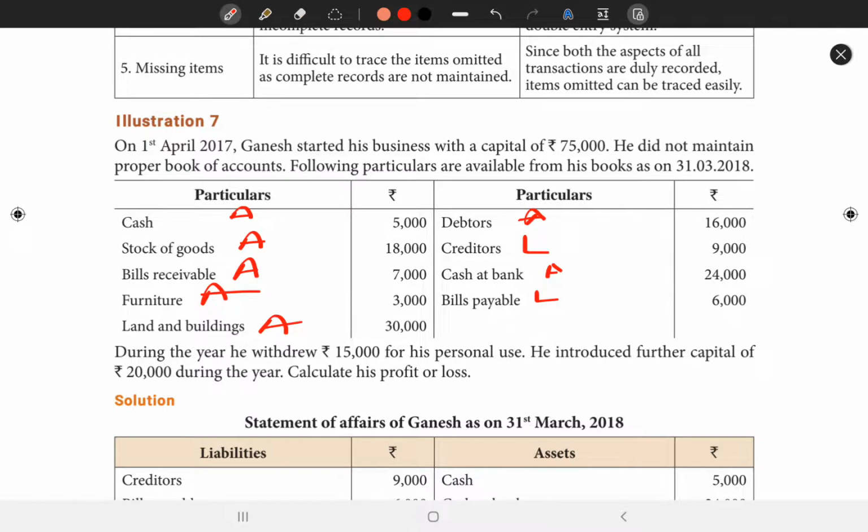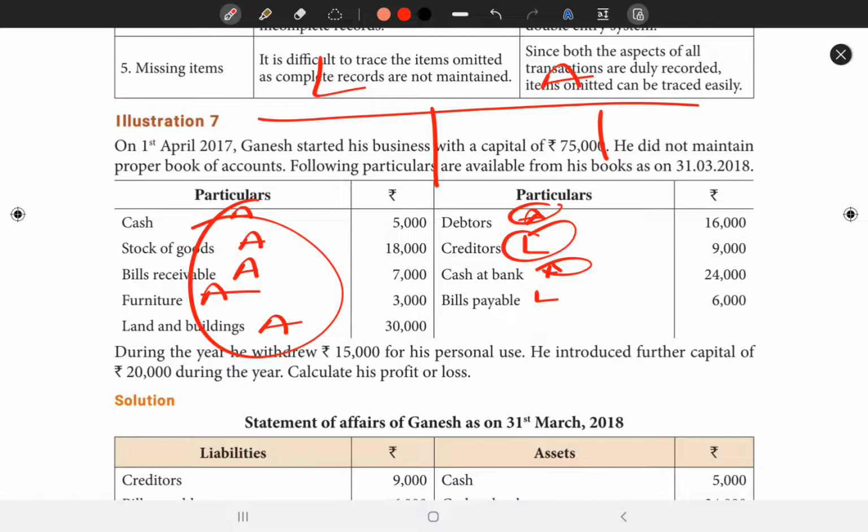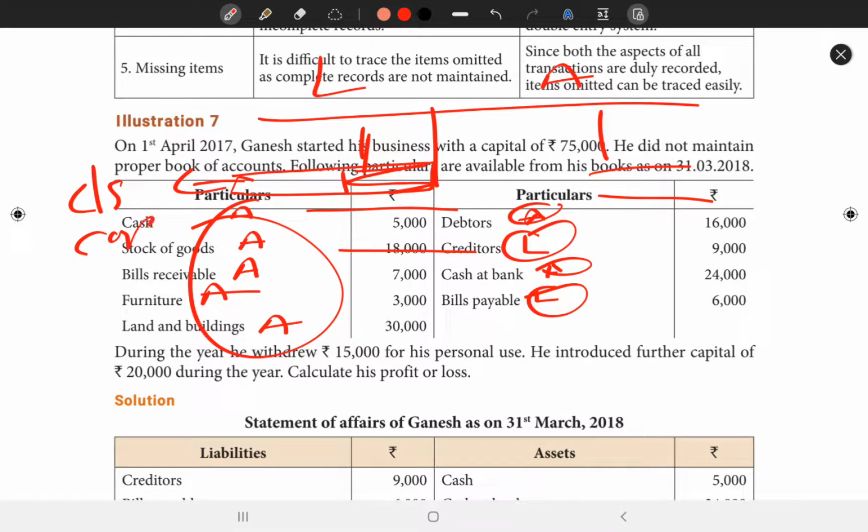So how will it look? There will be liability and asset. These assets will be on the asset side and these two liabilities on the liability side, and the difference will be deficit on the liability side, and the deficit amount will be closing capital. Okay, closing capital because it's on 31/3/2018.